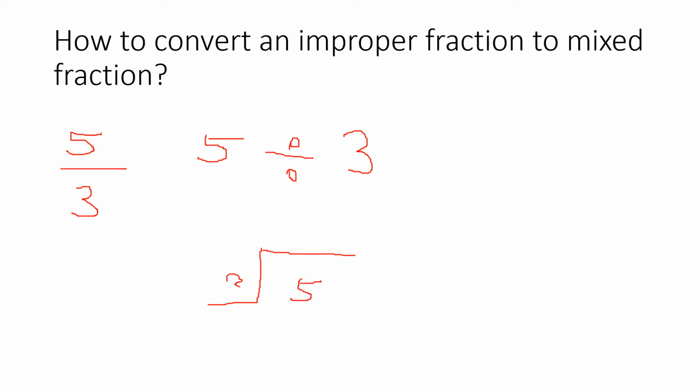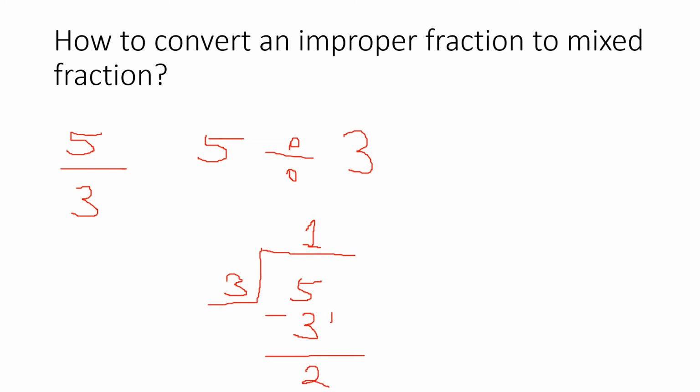So 5 divided by 3. Here 5 is the dividend and 3 is the divisor. So 1 will be the quotient and we will subtract 3 and we will get the remainder as 2.